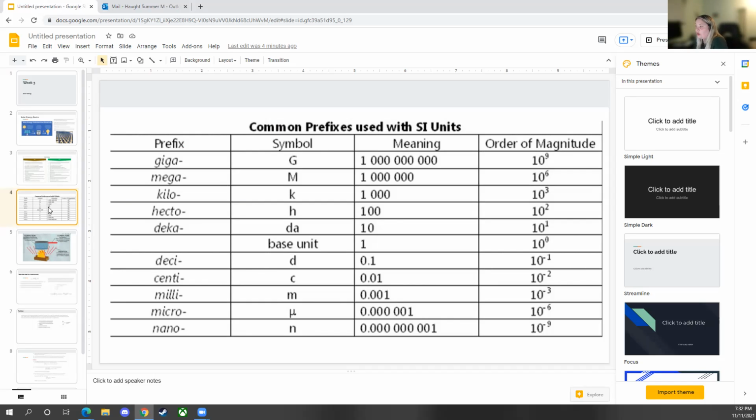So you've probably heard of things like kilogram and kilometer. You get the point. But basically, here we go.